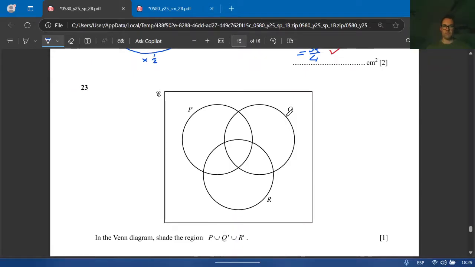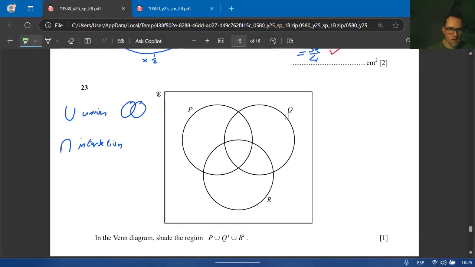Venn diagrams. Just remember this. Union: everything. Intersection: has to be both. For example, union, everything. If there's A and B, everything there, everything there.